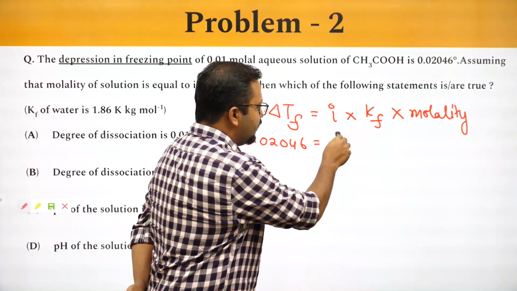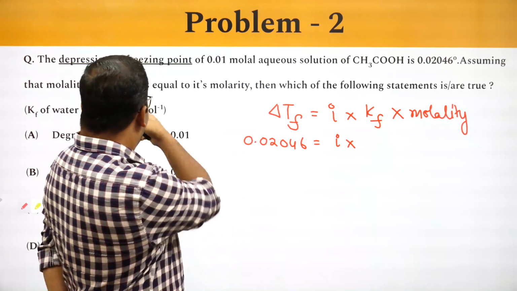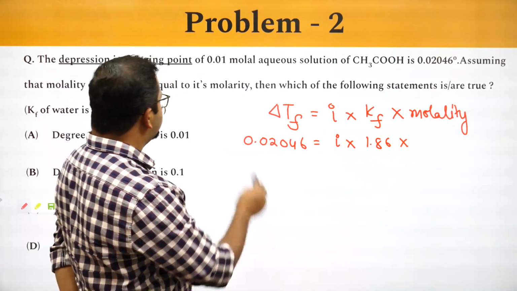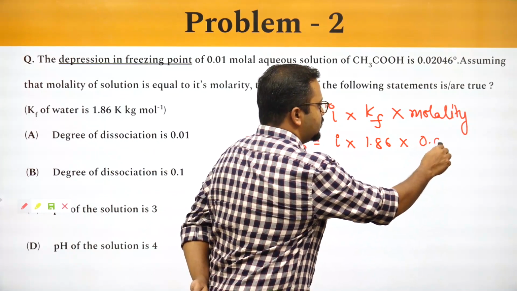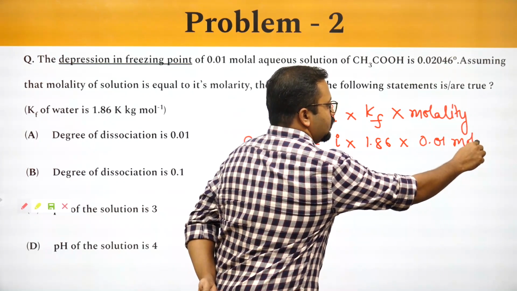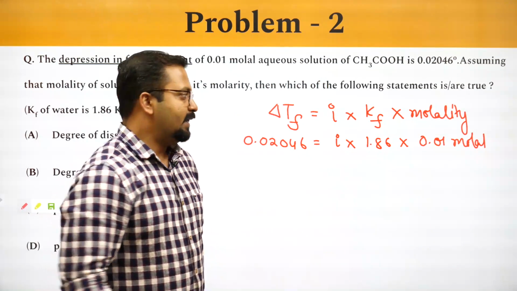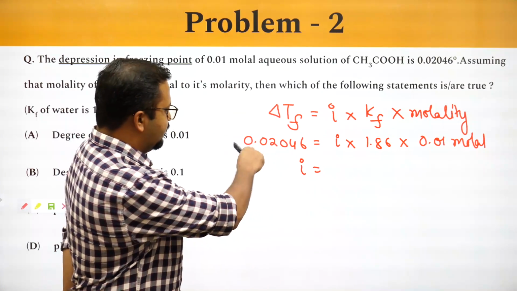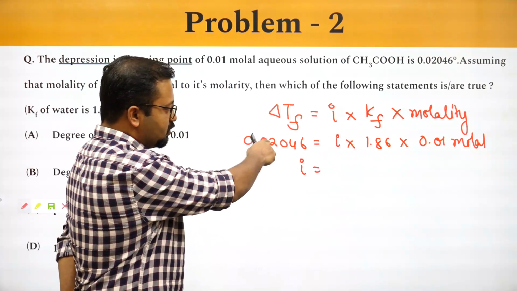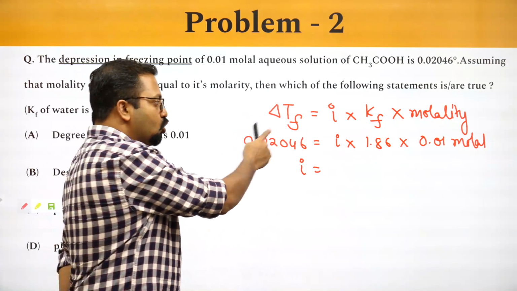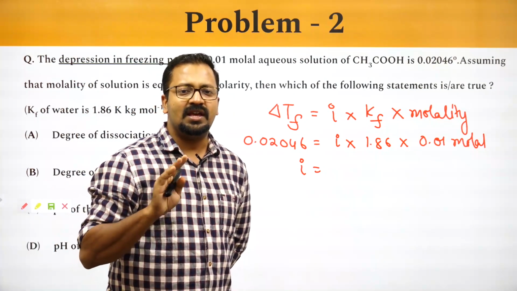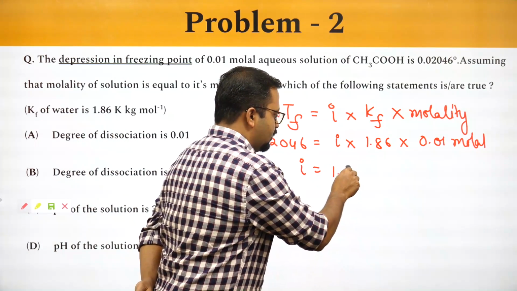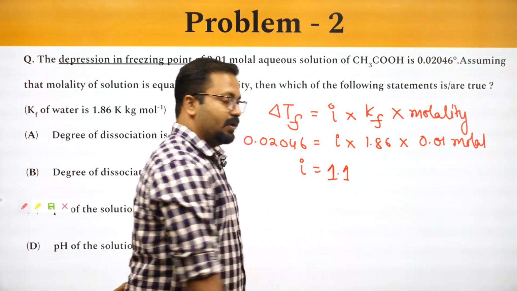Kf का वैल्यू कितना दिया गया है? 1.86. And molality is given as 0.01 molar. Okay, if I solve this, I will divide it by 0.01. This will become 2.046. 2.046 by 1.86 would be nearly equal to 1.1. हम बोल सकते हैं, ये 1.1 के बराबर हो जाएगा.